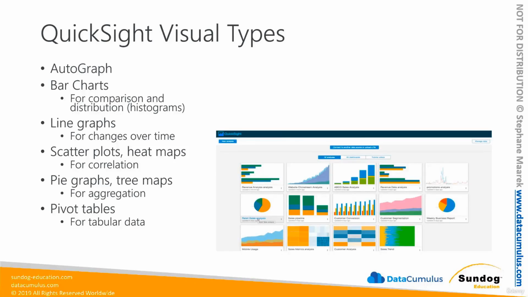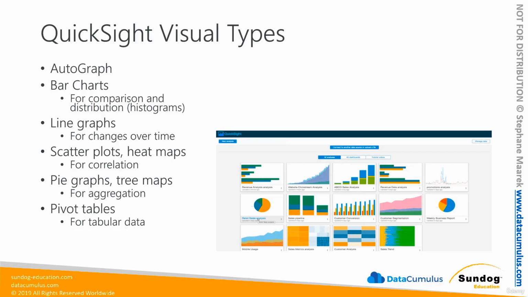Figuring out what visual type, what kind of chart or graph to use to convey a certain bit of information is really half the battle in using QuickSight, and the exam will expect you to know how to do that. So there are several different visual types available within QuickSight. Let's go through them and talk about what they're for, and then we'll go through some specific examples of usage of each one.